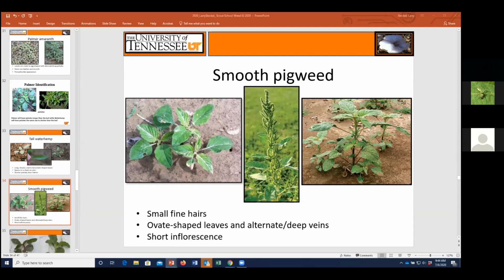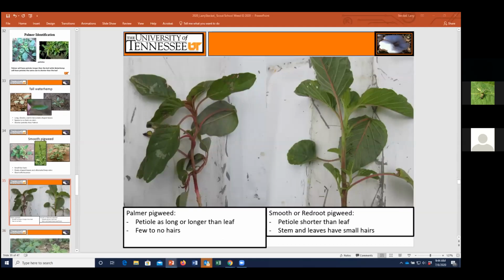Smooth pigweed, which was the natural pigweed in the state before Palmer started displacing it. You can find it particularly in Middle Tennessee. Smooth is anything but smooth. It has hair all over the leaves and stem, unlike Palmer, which has no hair on it. And the flowering branches are another dead giveaway.